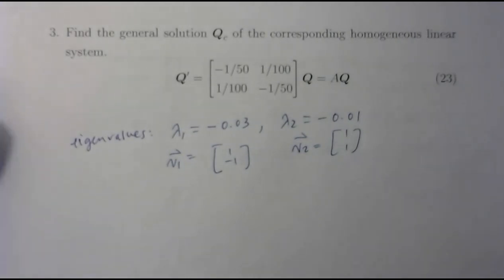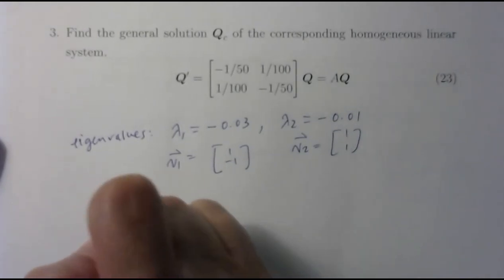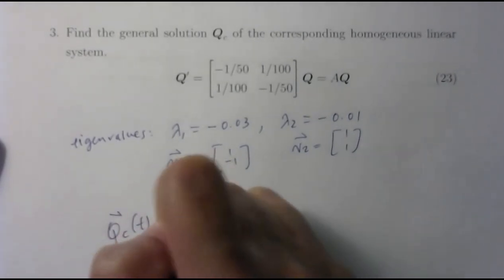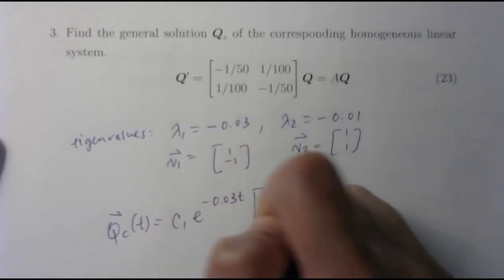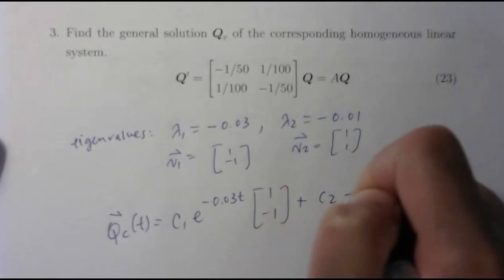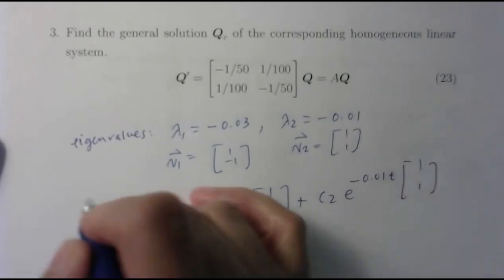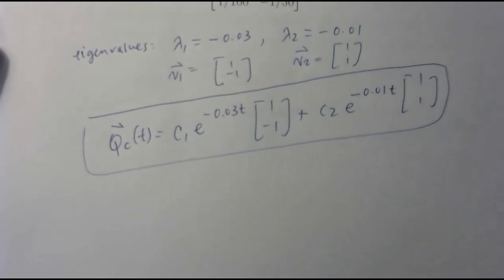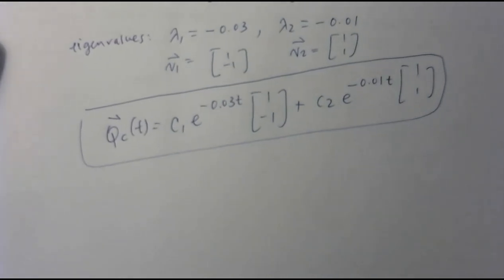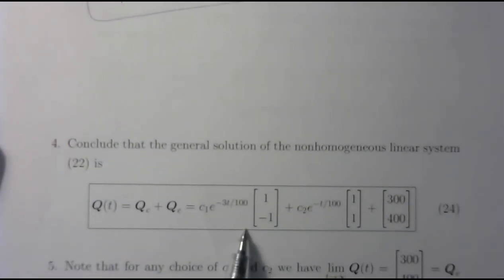So the general solution is a linear combination of these. So Q_C of t is C1 e to the minus 0.03t (1, -1), plus C2 e to the minus 0.01t (1, 1). Great. So let's conclude number 4 here. The general solution of the non-homogeneous linear system is this.